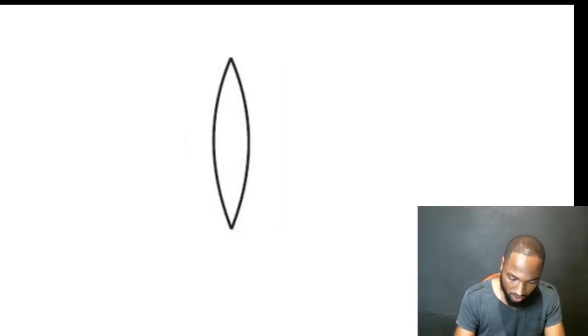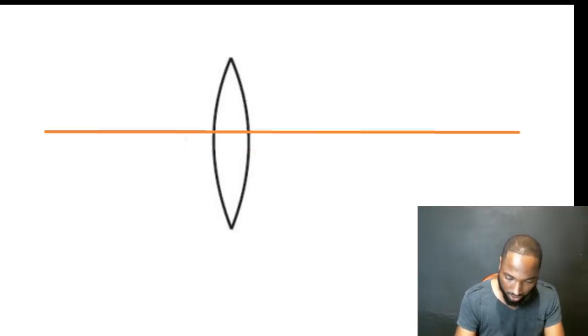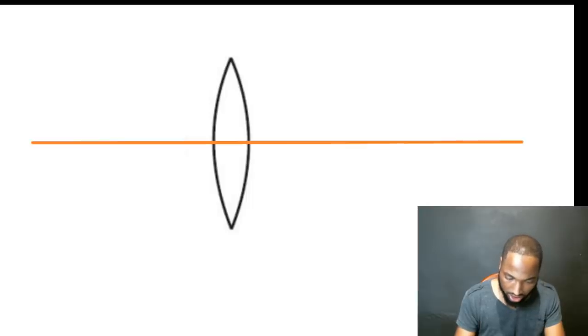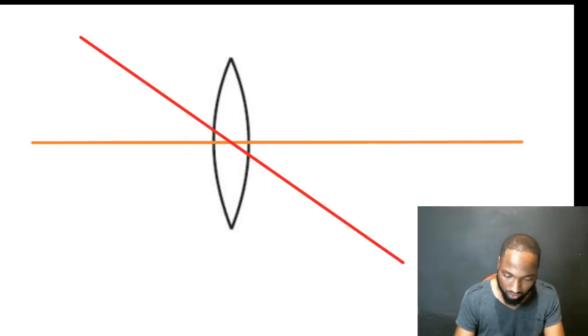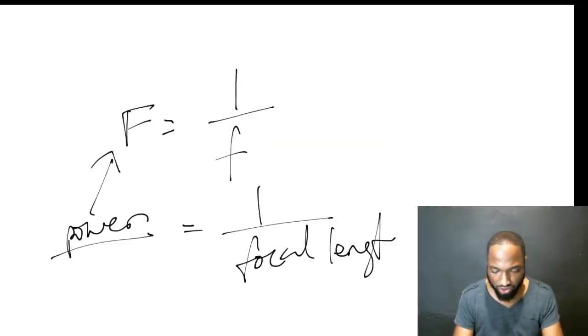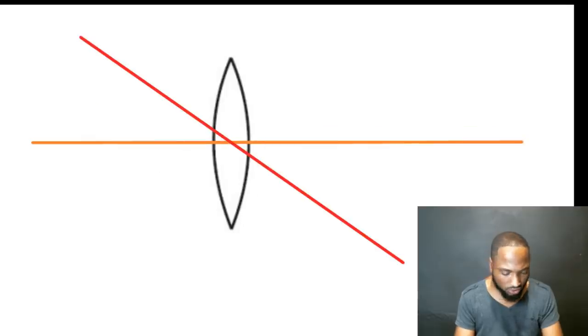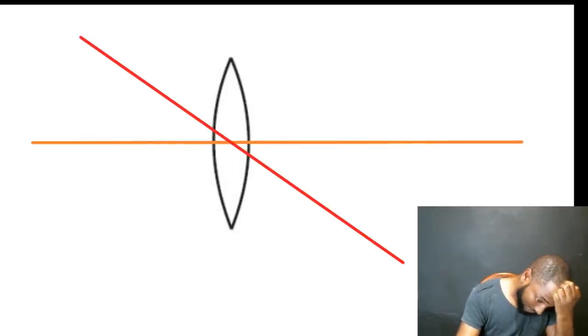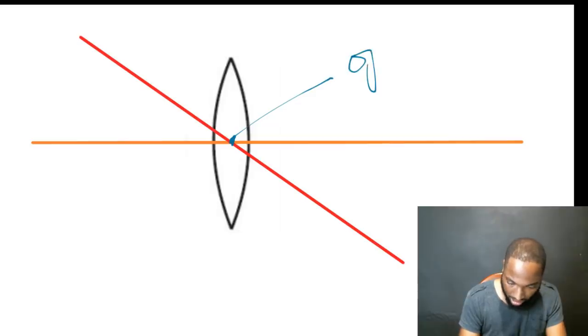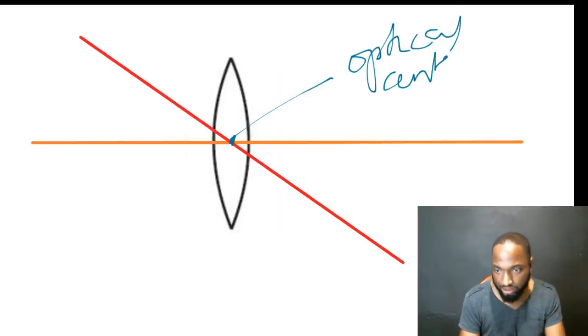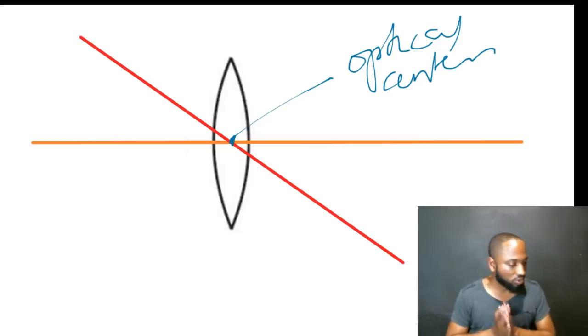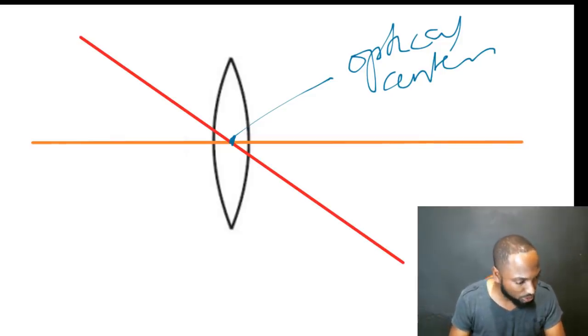And the last thing is if it goes straight through, it will go straight through. Right? So 1, 2, 3. If it goes through the optical center, it'll pass undeviated. Right, so once you know these three things, in principle, you should be able to draw everything.